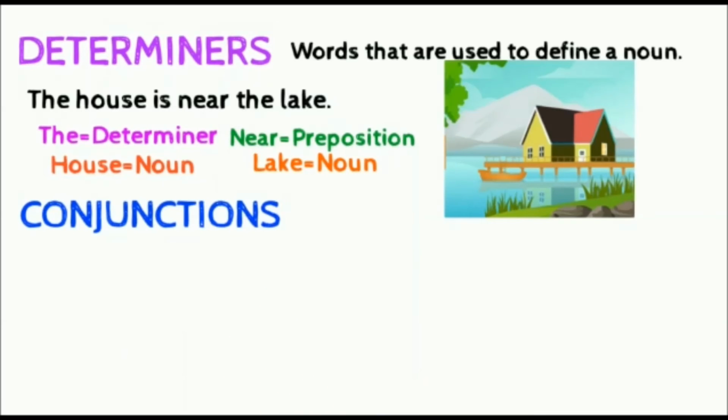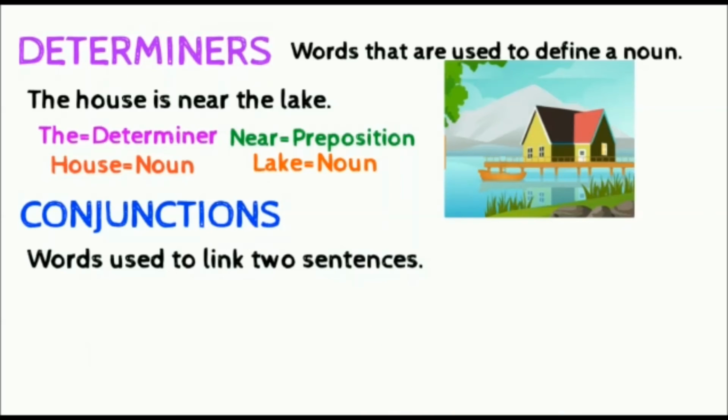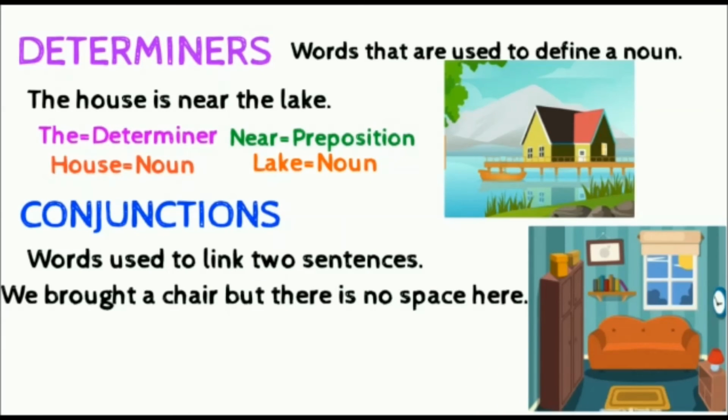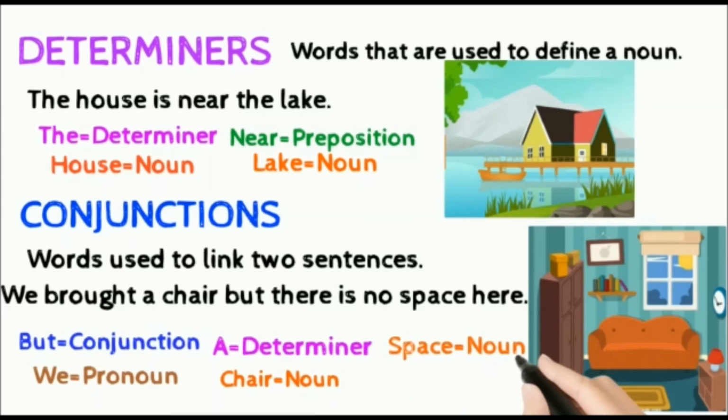Now we move on to conjunctions. Conjunctions are used to link two sentences. They are the words that are used in between two sentences. Example is, we brought a chair, but there is no space here. The conjunction here is but because it's in between two sentences. We is the pronoun, a is the determiner, chair is the noun, space is also the noun. And finally, no is also a determiner because it comes before the noun space and defines the noun.